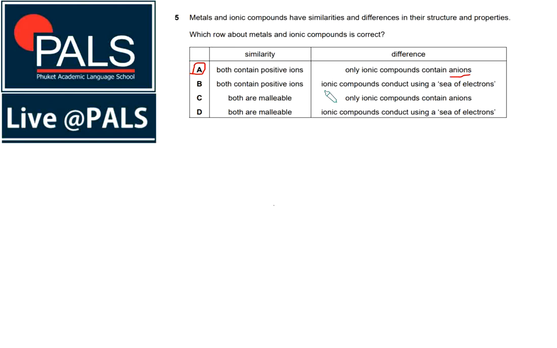the metals conduct using a sea of electrons, not only the ionic compounds. Both are malleable? No, they are not both malleable. And what else? So these ones are removed from the choices, as well as this one. So the correct answer is letter A.